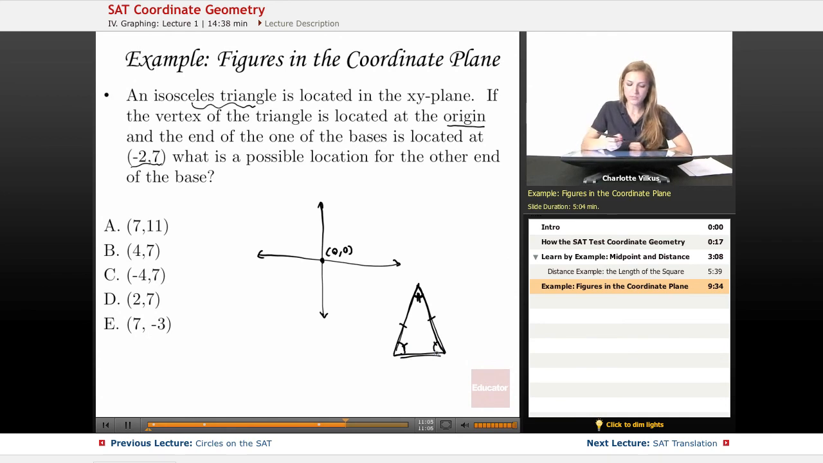So I know that one of the points at the end is going to be -2, 7. So do the x first, go over 1, 2. And then I go up 7. So I'll say that's about here. And then I'm looking for a location of the other end of the base.